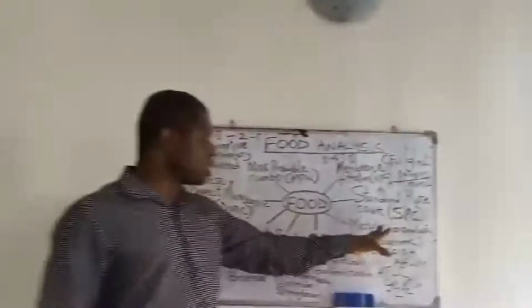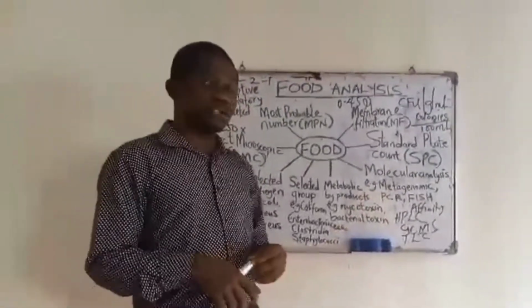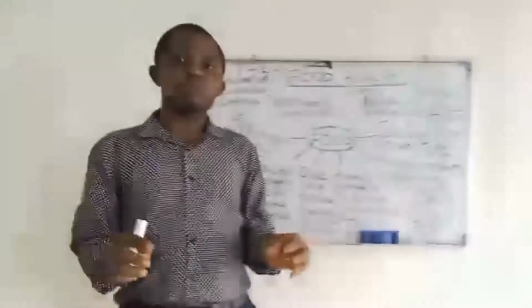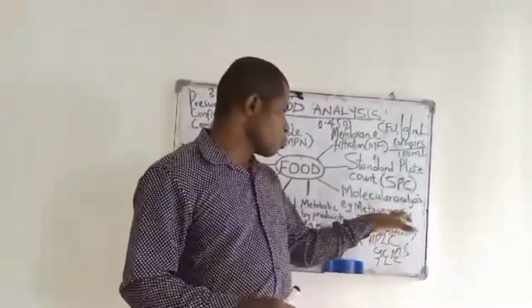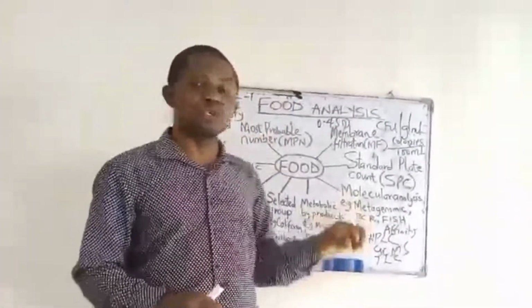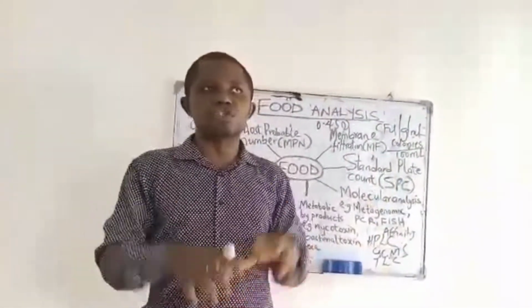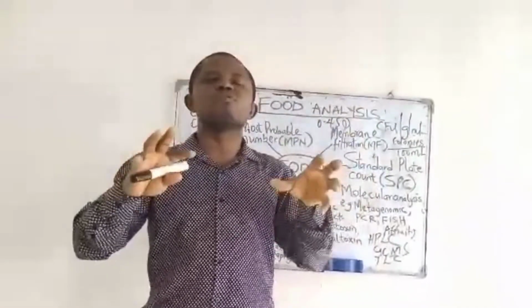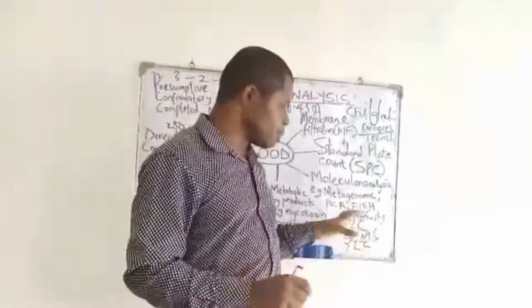Then the next one is the molecular analysis. The molecular analysis is either we do a community study or a specific study. The community study is where we deploy the technique of metagenomics. The metagenomic primer is designed and then used to get the community, the structural and functional food microbes present in that food preparation. For the specific one, we can use the PCR.